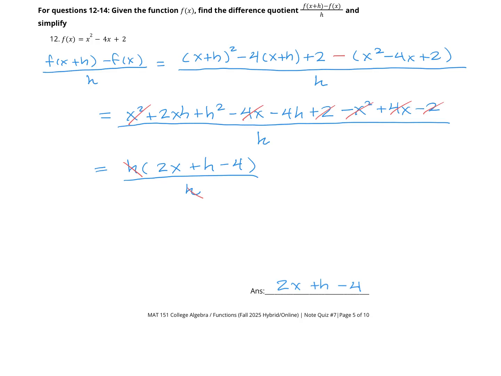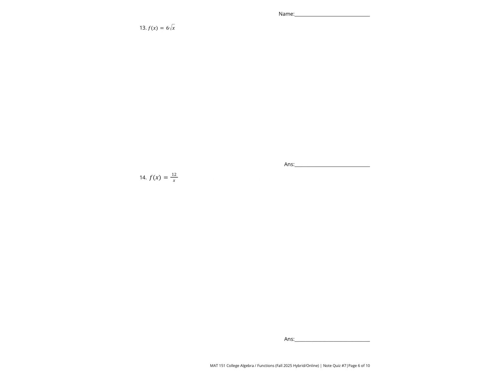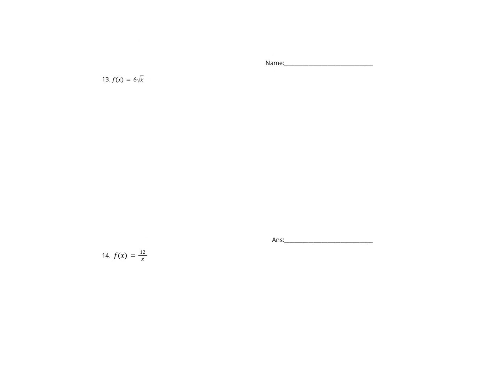For the next problem, I'm going to do more simplifications. All right, so we have 2 more difference quotients to take a look at. We're going to take a look at a square root example and then a rational example. So once again, we're going to use that same formula as before. And that formula, just for recap purposes, is f of x plus h minus f of x all over h. So for this one, it's going to be 6 times the square root of x plus h minus 6 square root x over h.